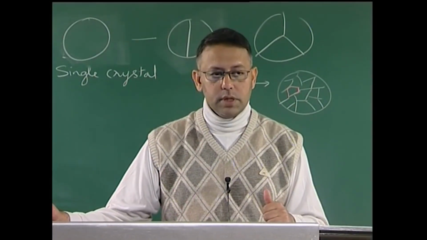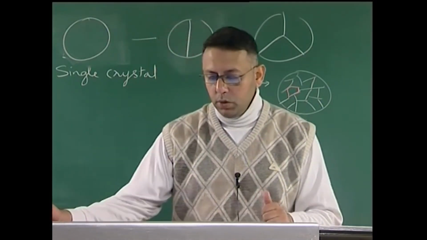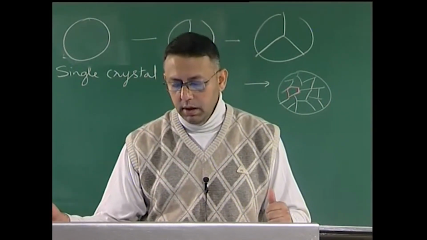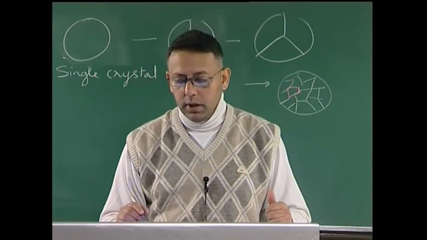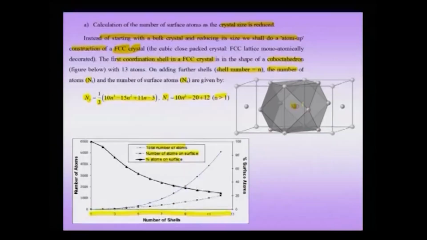The first stage is the coordination polyhedron around a central atom in a cubic close packed crystal, which is a cuboctahedron, and when you go higher and higher up, the symmetry remains the same for the coordination shells, but you have more and more atoms being added, and at those stages you will see that the fraction of the surface atoms is going to reduce, or as we plot here, the percentage of the surface atoms is going to reduce.